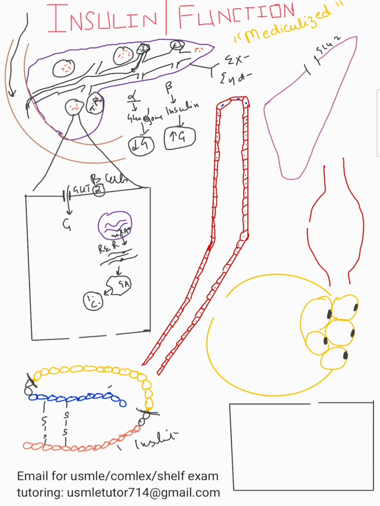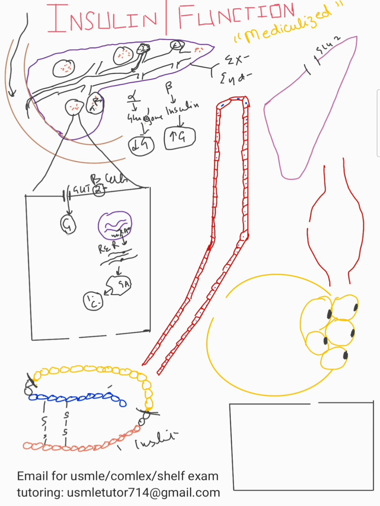Another thing about GLUT2 that you can remember is that there's a bidirectional flow, like two flows, which means that glucose can enter, but it also can leave through the GLUT2. Other transporters don't do that. With other transporters, you can only get the glucose in. Now, this glucose enters into the cell.